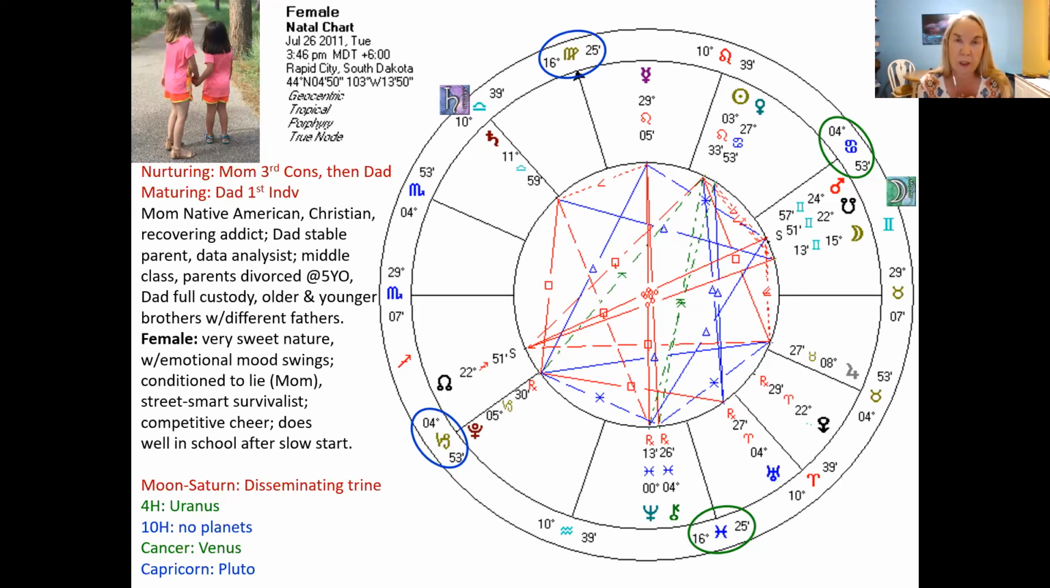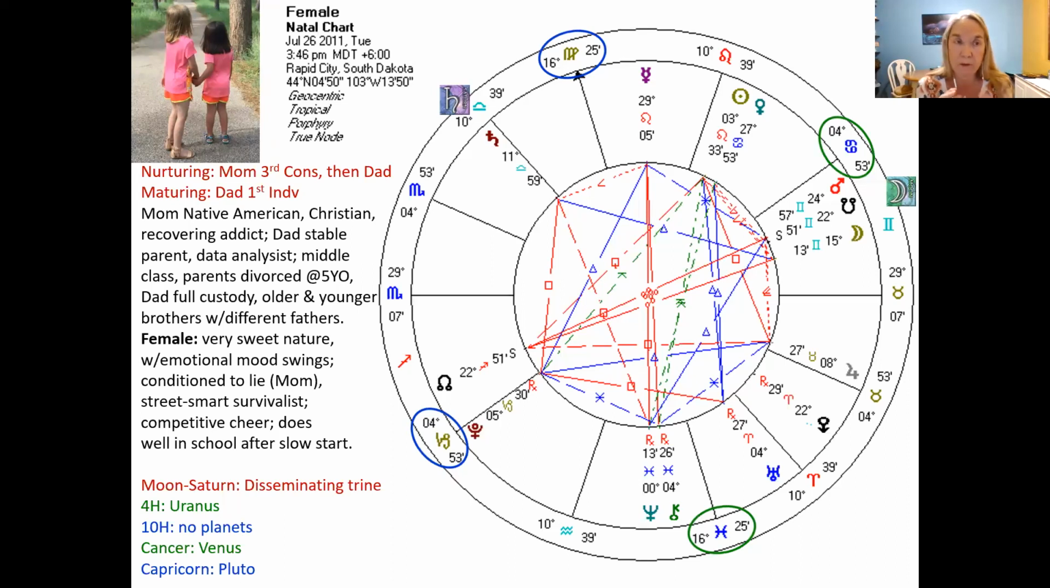She has a very sweet nature with emotional mood swings. She is someone who will come up and give everybody a hug hello. She'll give everybody a hug goodbye. One of the biggest things with mom is that she has been conditioned to lie. That is mother's nature. She's also a little bit of a street smart survivalist. She has seen things with her mother that no young child should have to see.